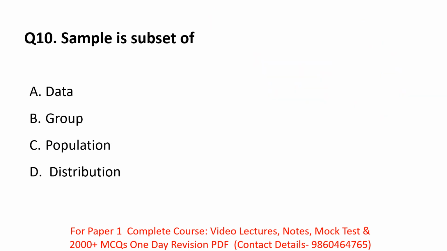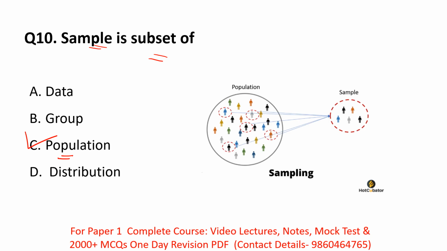Next, sample is a subset of. In this question they are asking what is a sample? How is a sample a subset of population? Remember, sample is a subset of population. From this figure we will see how. As you know, a researcher cannot do their research or study on the whole population. Researchers generally select some persons from the population and they study only the sample, not the whole population, except in a census.